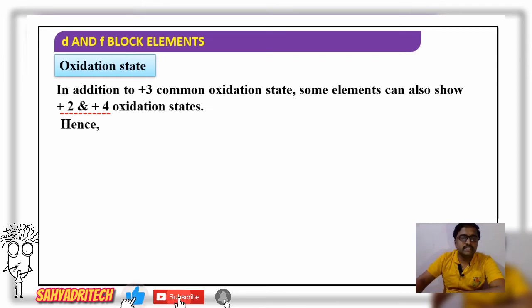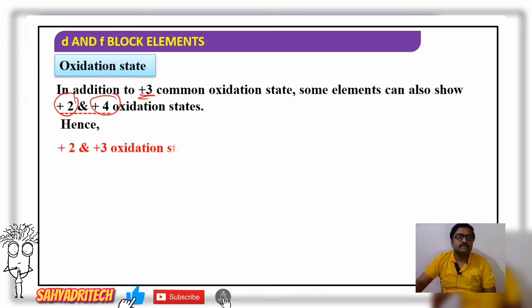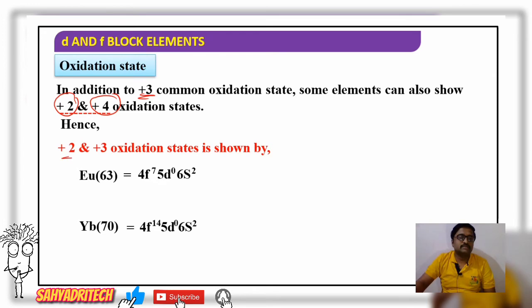Now in addition to +3, other than +3, they also show +2 and +4 oxidation states. The common one is the +3 oxidation state, but along with +3 they even show +2 and +4 oxidation states. The +2 and +3 oxidation states are shown by europium and ytterbium.